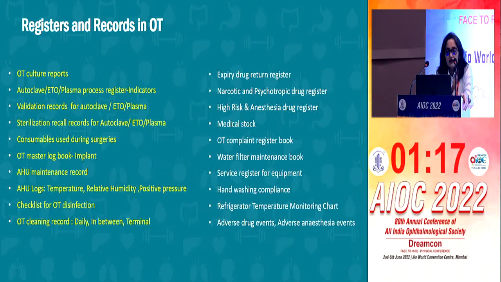Many registers and records are supposed to be maintained in OT, but the most important ones are OT culture reports, the sterilizer indicator reports, validation records for all the sterilizers, recall records, consumables used during the surgeries, OT master logbook with implant details, AHU maintenance record, AHU daily log, and your checklist for OT disinfection and OT cleaning record.